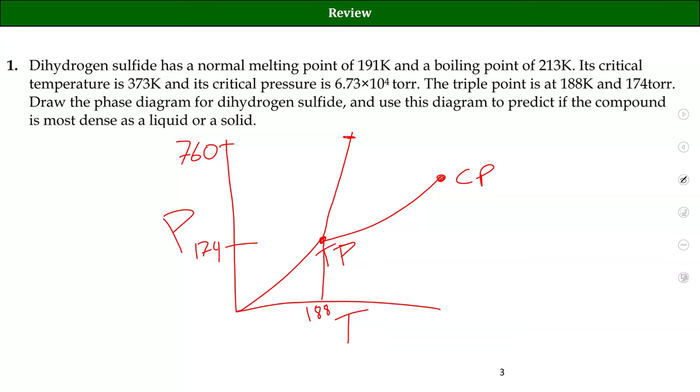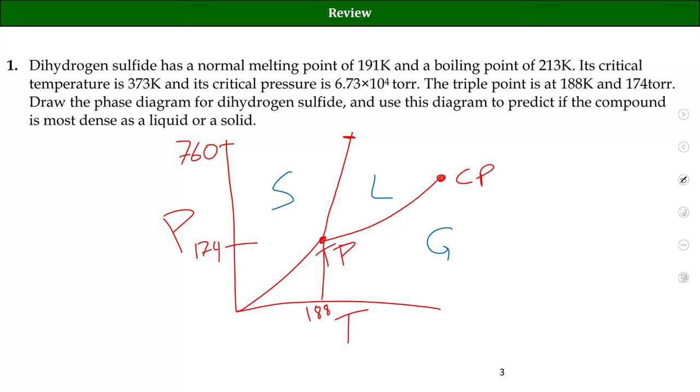So because the normal melting point is to the right of our triple point, we know it's got to have a positive slope. It's going to be going up and to the right. So what does that tell us about its density? Solid versus liquid. And why do you say that? You heat it up, it gets spread apart. Has a positive slope. Because it has a positive slope? Yeah, because it has a positive slope.